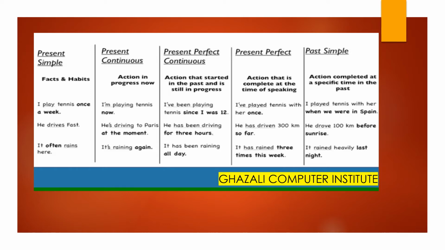And then we moved on to present perfect continuous, which was to talk about an action that started in the past and is still in progress. I've been playing tennis since I was 12. He has been driving for 3 hours. It has been raining all day.